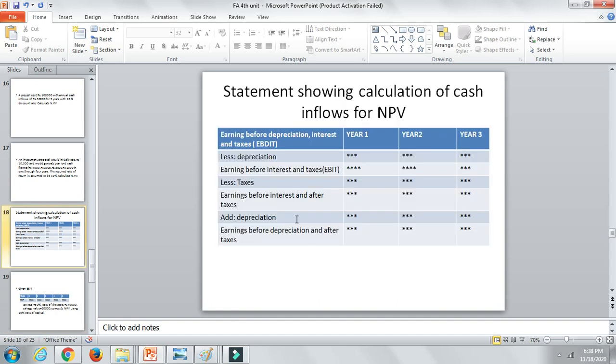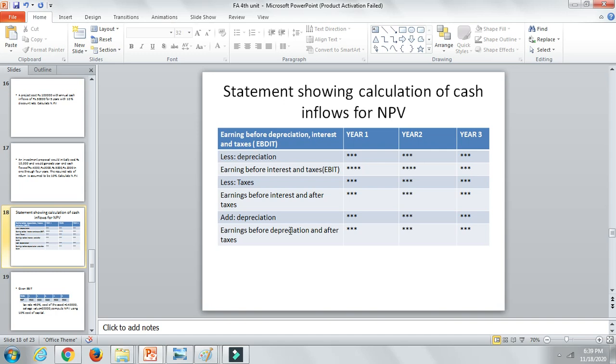This is the format: statement showing calculation of cash inflows for NPV. You need to take earnings before interest and tax, deduct depreciation and tax, and add back the depreciation. What we require as cash flows in NPV is earnings before depreciation and after taxes. This type of question will be asked in the exam. I have seen your previous paper, so do concentrate on this.